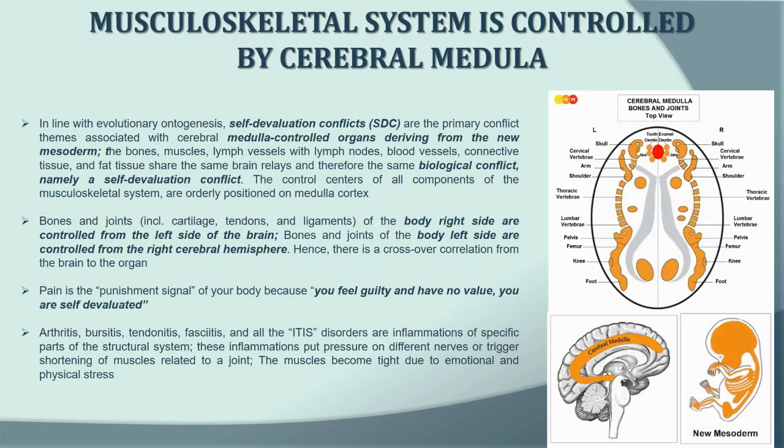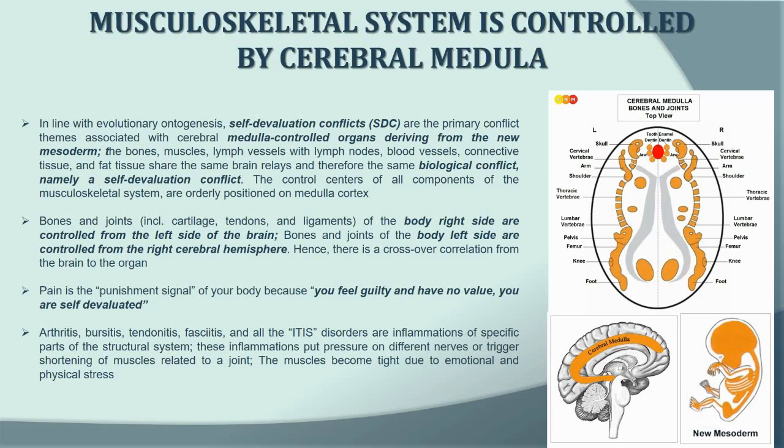We need to also understand that our musculoskeletal system is controlled by the so-called cerebral medulla. In line with the evolutionary ontogenesis, self-devaluation conflicts are the primary conflict themes associated with cerebral medulla-controlled organs deriving from the new mesoderm. The bones, the muscles, the lymph vessels, as well as the lymph nodes, the blood vessels and the connective tissues, and the fat tissue share the same brain relays and therefore the same biological conflict, namely a self-devaluation conflict. The control centers of all components of the musculoskeletal system are orderly positioned on the medullary cortex, as you can also see in the picture on the right.